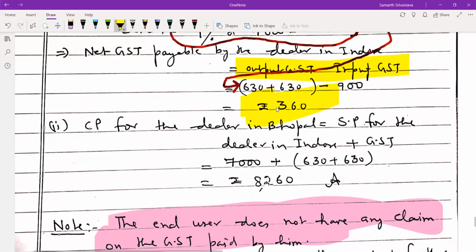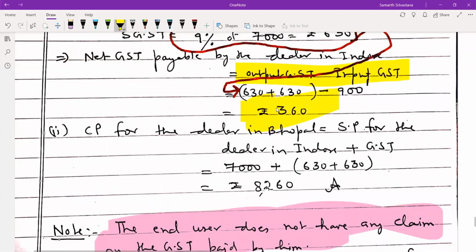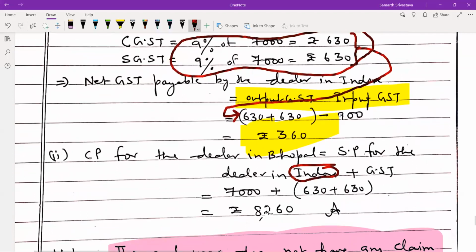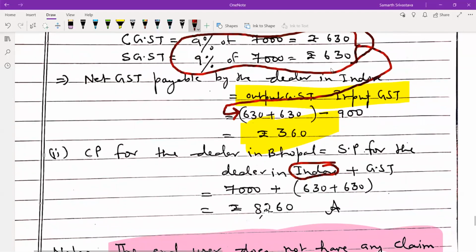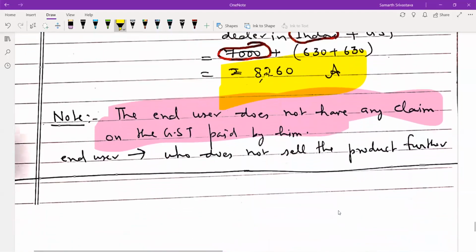Now for the second part, you have to calculate the CP for the dealer in Bhopal, and it will be equal to SP for the dealer in Indore plus GST. We have already calculated in the first part that SP in Indore will be 7,000 rupees, and plus GST we have calculated as 630 plus 630. So 8,260 rupees will be the CP for the dealer in Bhopal.